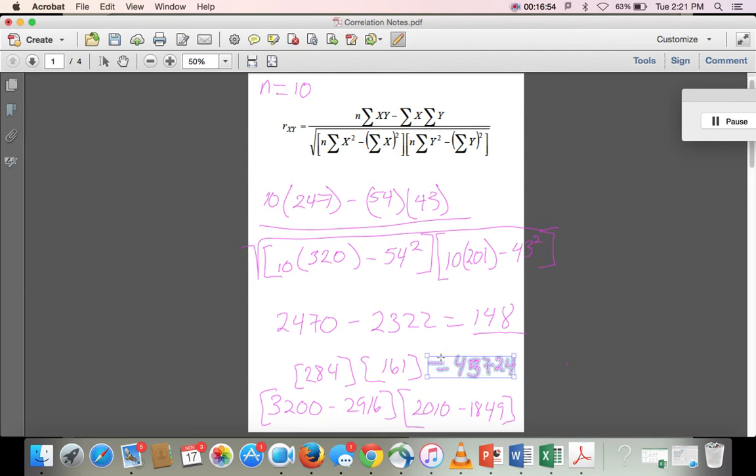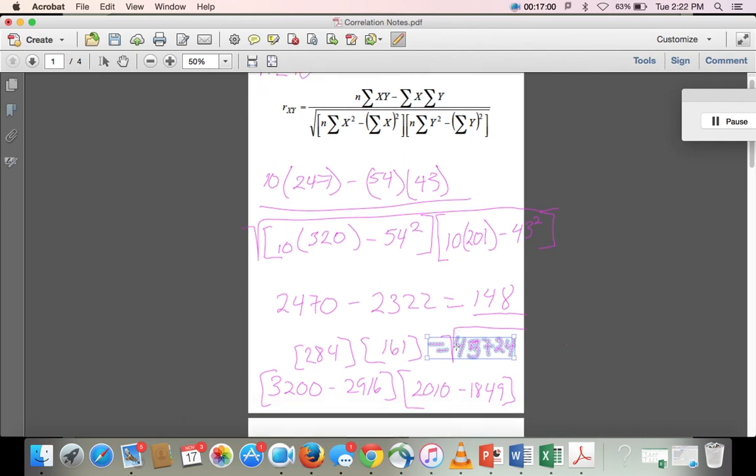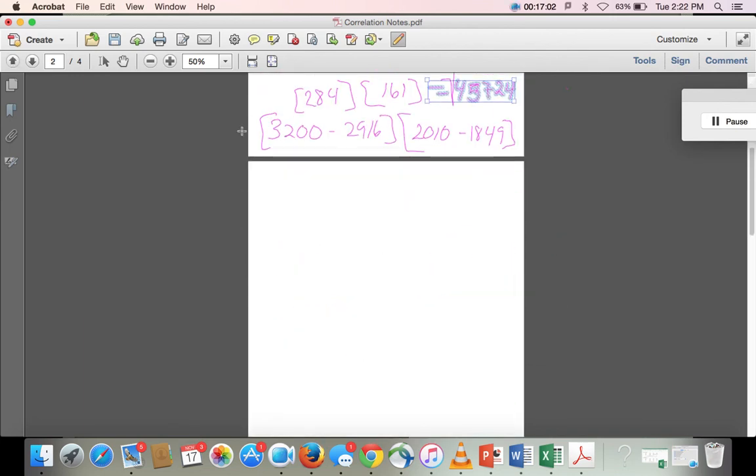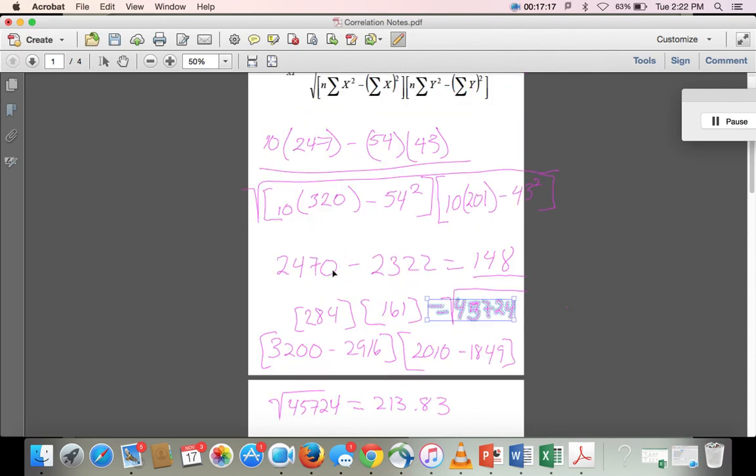So if you're like, wow, okay, that seems totally wrong, remember you still need to take the square root. So the square root of 45,724, and I'll do it over here, equals 213.83. All right, so that's my denominator in my formula.